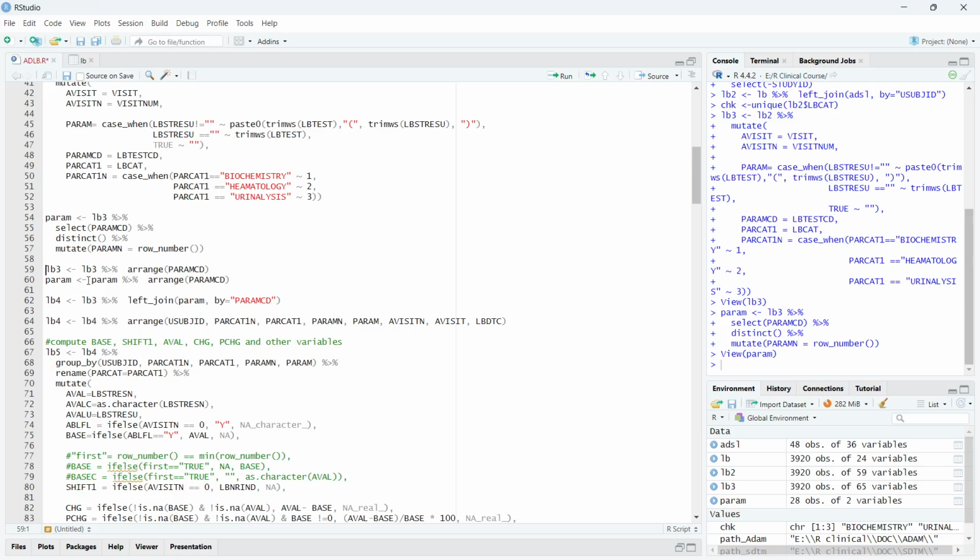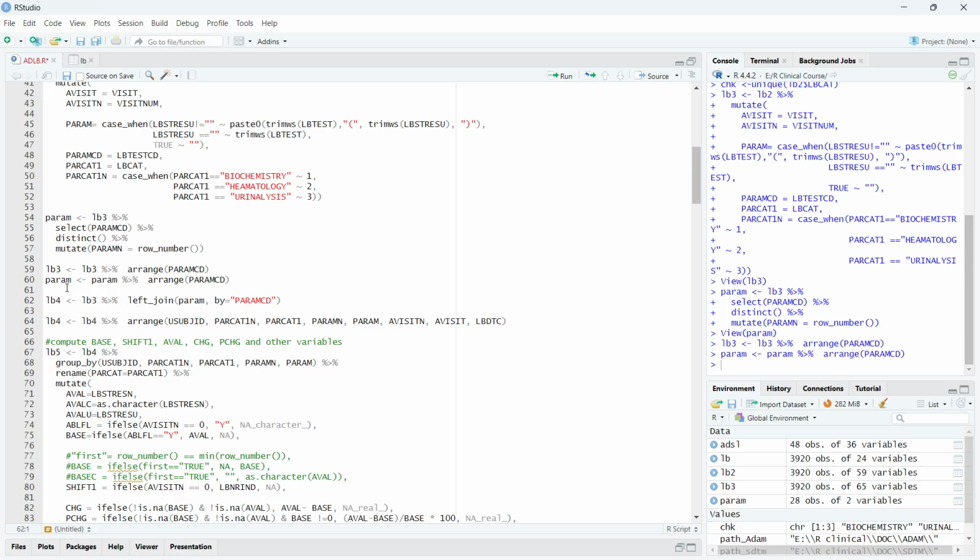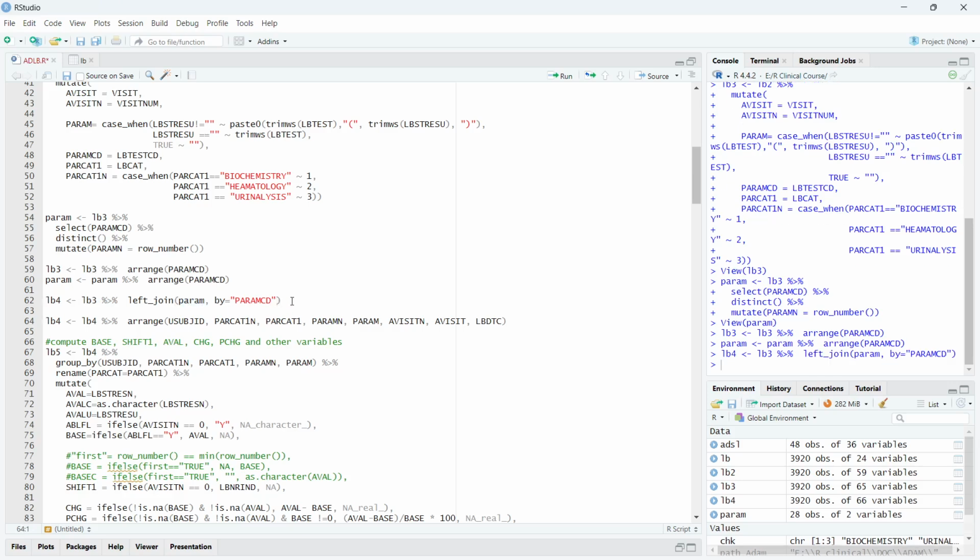Then we have to arrange and combine both. So we have to sort first, then we have to combine param with lb3 to create lb4. We're combining the param with lb3 by paramcd, the common variable, because we also sorted by paramcd here. Then we combine with a left join of lb3 with the param. Okay, the new dataset lb4 has been created.